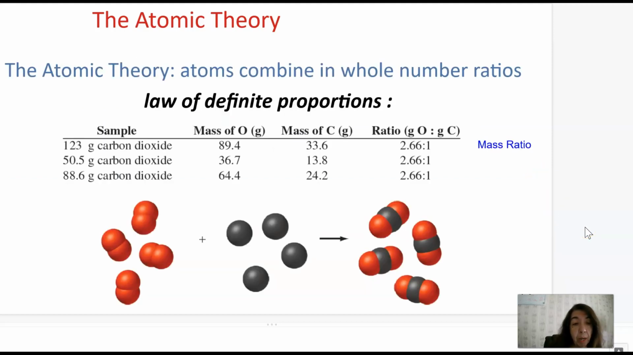So looking at something again that we know, we have carbon plus oxygen giving carbon dioxide. The black ones here are the 4 carbon atoms. Here are the 8 oxygen atoms, because oxygen is always in the O2 form. And when you put them together, you end up with 4 carbon dioxide molecules. And you can see that everything is accounted for. And if you look at the mass ratio, you'd see in carbon dioxide, the ratio of oxygen to carbon is always 2.66 to 1. So this is the mass ratio. The mass of the oxygen is more than the mass of the carbon.